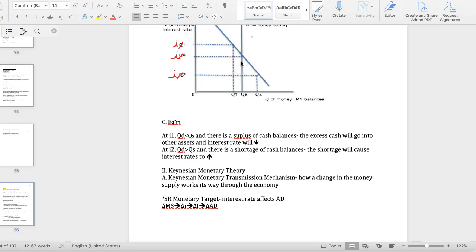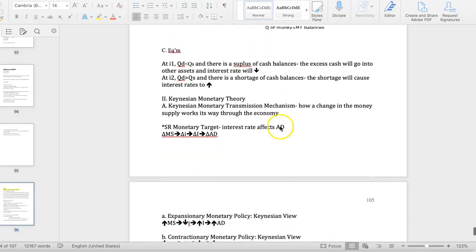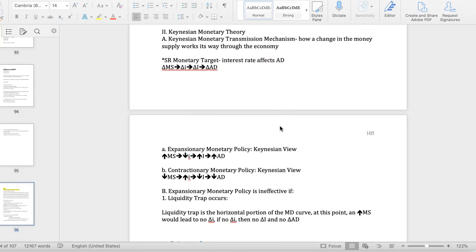So when we talk about cash, there's nothing magical about cash. It simply is another commodity, just like a pair of jeans or just like a car. There's a quantity demanded and a quantity supplied of this product. So the Keynesian monetary theory says that they go through the Keynesian monetary transmission mechanism, how a change in the money supply works its way through the economy. So the short-run monetary target says that interest rates affect aggregate demand, as the change in the money supply leads to a change in the interest rate, which leads to a change in investments, which leads to a change in aggregate demand.